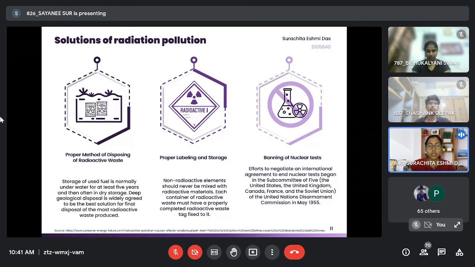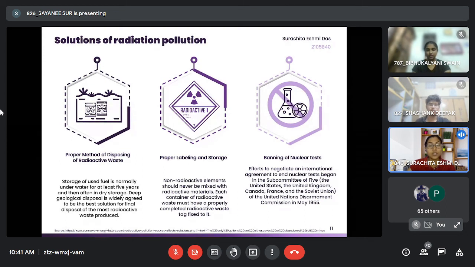Strict observation protocols should be followed for storage of radioactive materials and their wastes so that there is no leakage. Non-radioactive elements should never be mixed with radioactive materials. Any type of mixture between the two may increase the pollution level of radioactive wastes. Each container of radioactive waste must have a properly labeled tag, name of isotope, type of waste, and date fixed to it.